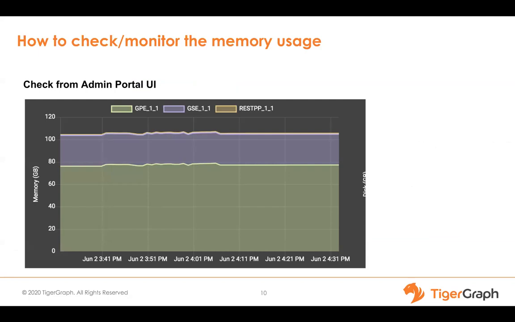So if you open the Graph Studio, in the top right corner, you can see a button that says admin. If you click into it, you can look at the system monitoring dashboard. And one of the charts here is the memory monitoring. You can look at here, okay, GPE consumed about 78 or so, and GSE consumed about 28 or so, and the total is around 100. Okay, this is another way of checking the memory, from the Graph Studio UI.